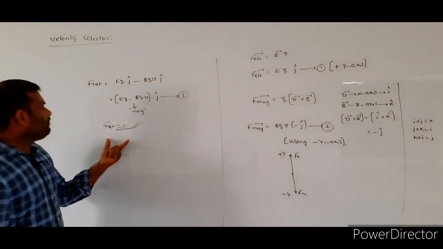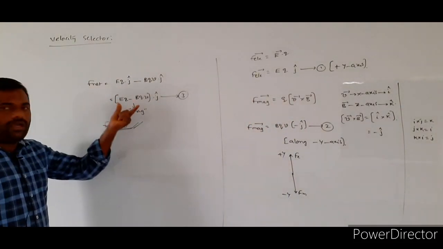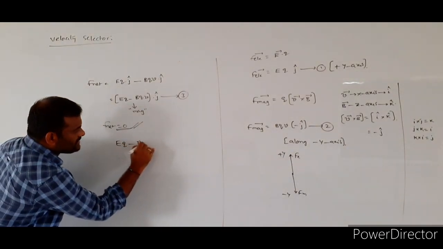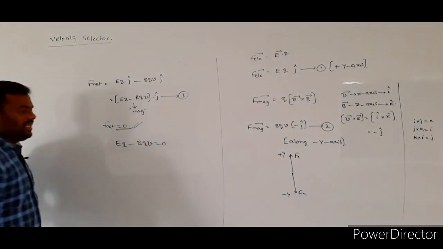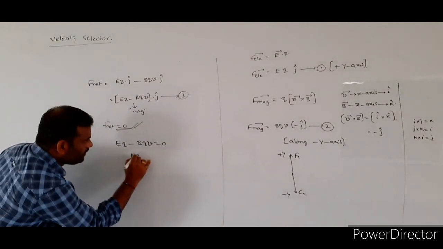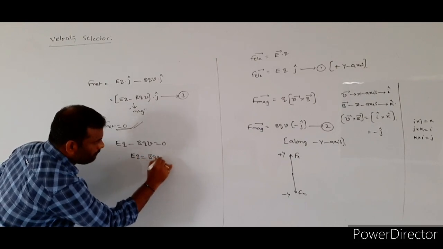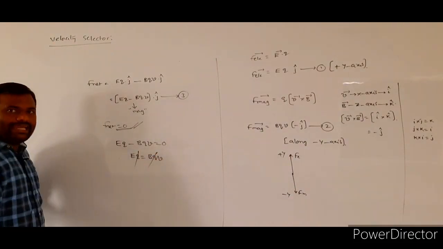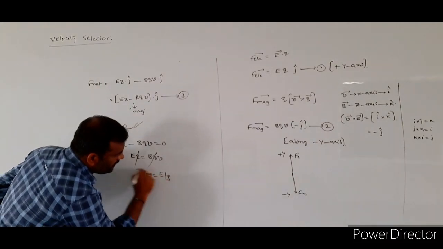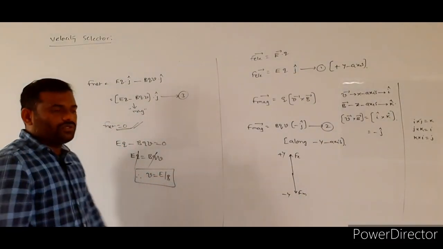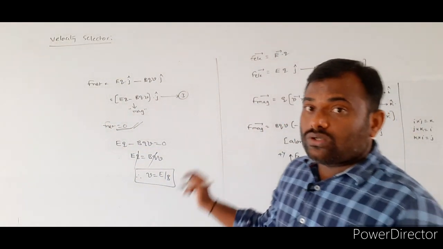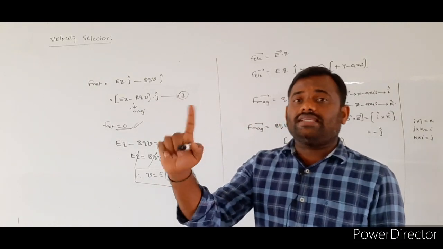So in the equation number 3, if you substitute F net equal to 0, you get EQ minus BQV equal to 0. Therefore, EQ is equal to BQV. Q and Q will get cancelled. Therefore, you got the equation V is equal to E by B. V is equal to what? E by B. That is what we told in the definition of the velocity selector.